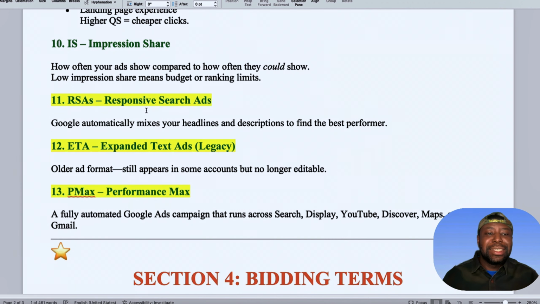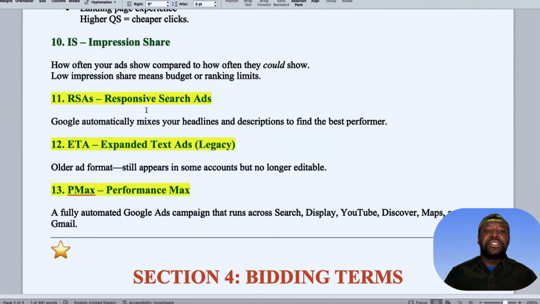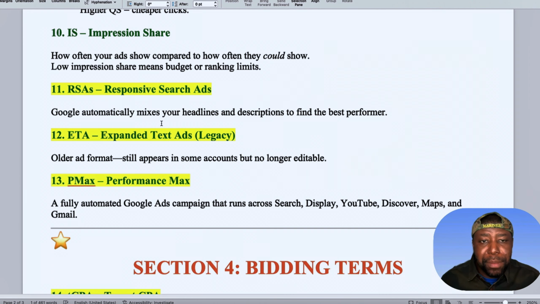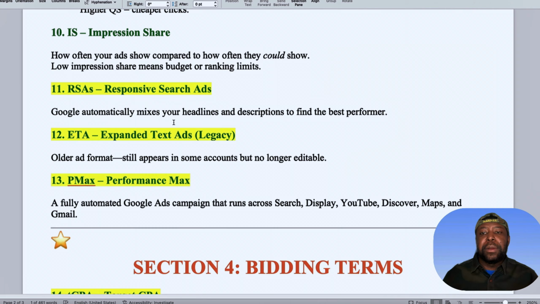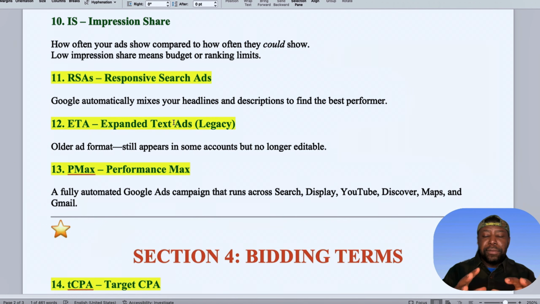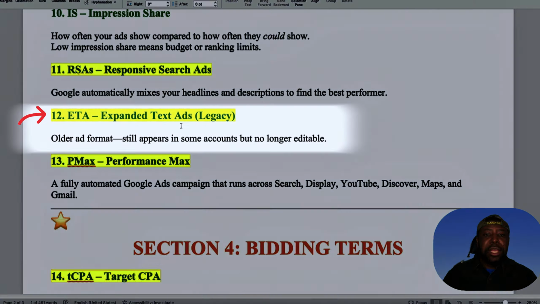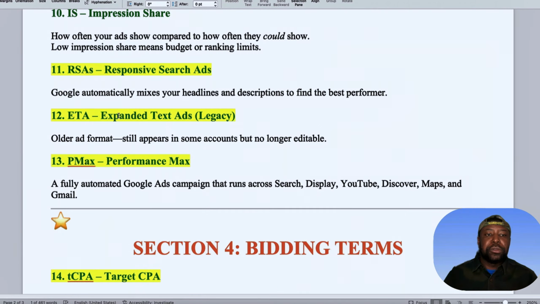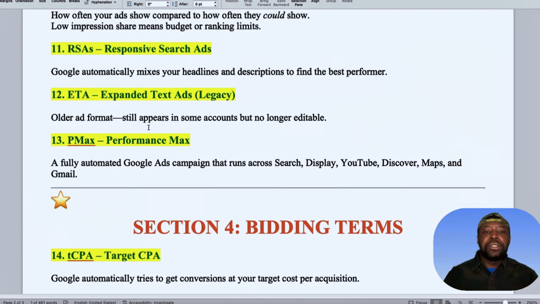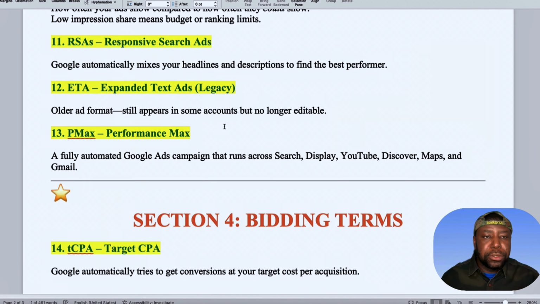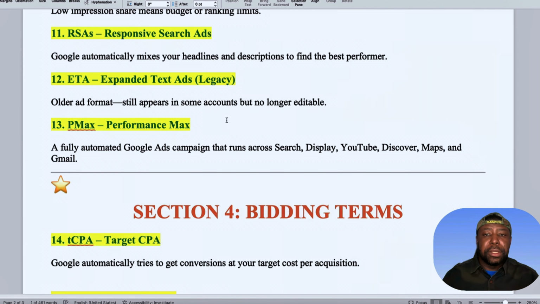Now, number 11 is RSAs, responsive search ads. Google automatically mixes your headlines and descriptions to find the best performer, right? When you have all these ad copies, several headlines and several descriptions, Google will mix them up to see if it can find the best match and show your ads. Well, that's what it's all about. So ETA, expanded text ads, legacy, which is my number 12. Other ad formats still appear in some accounts, but are no longer editable, right? So ETA is basically an older ad format that, as Google says, cannot be edited.